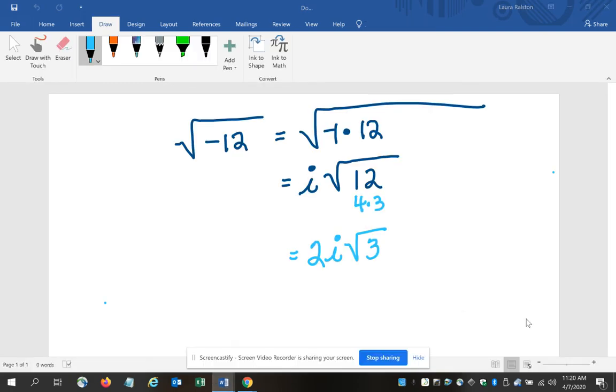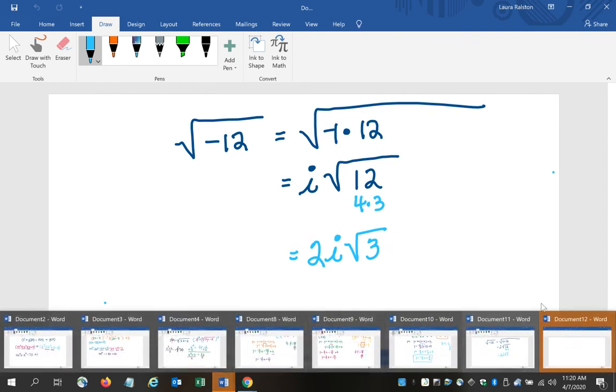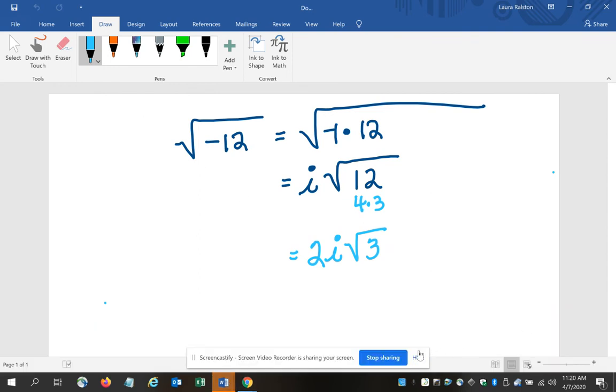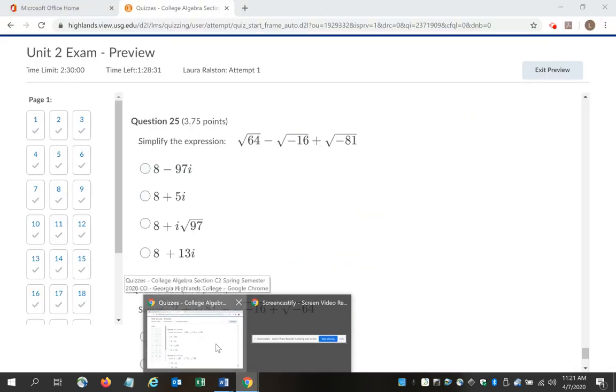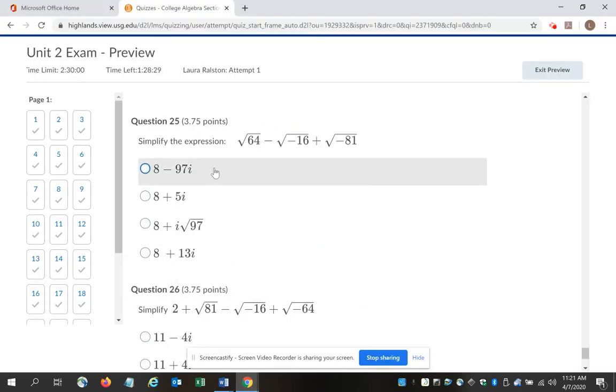Okay, something funky is going on with my computer. So hang on just a second. I want to try to finish this. I don't know what's going on. Okay, so I'm going to give you the answers. Then if you need to see them worked out, I'll work them out later.